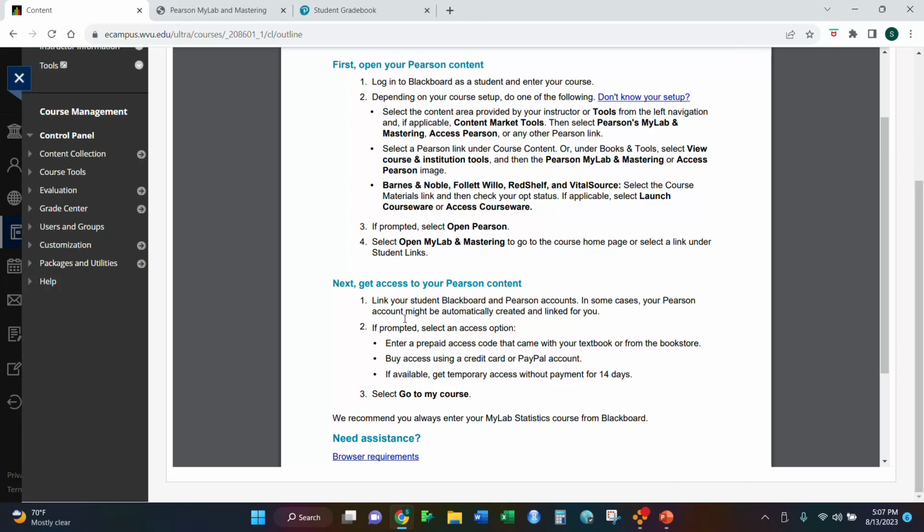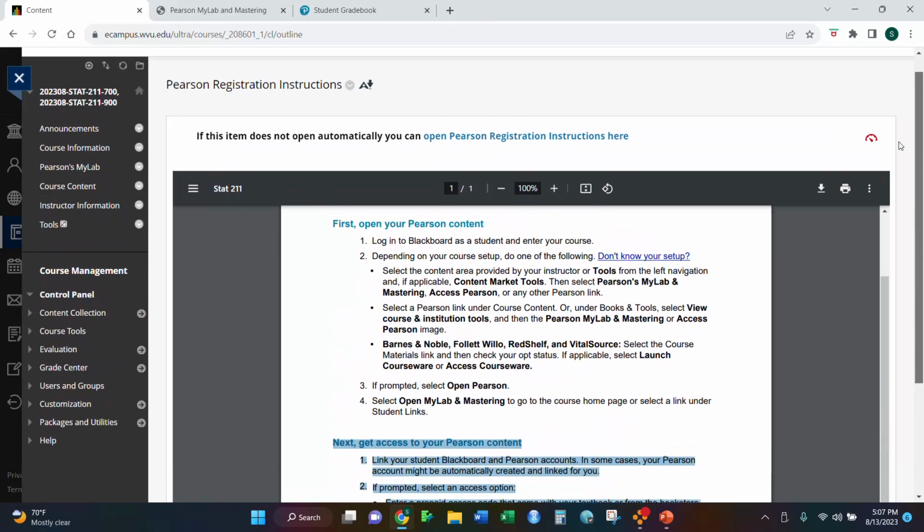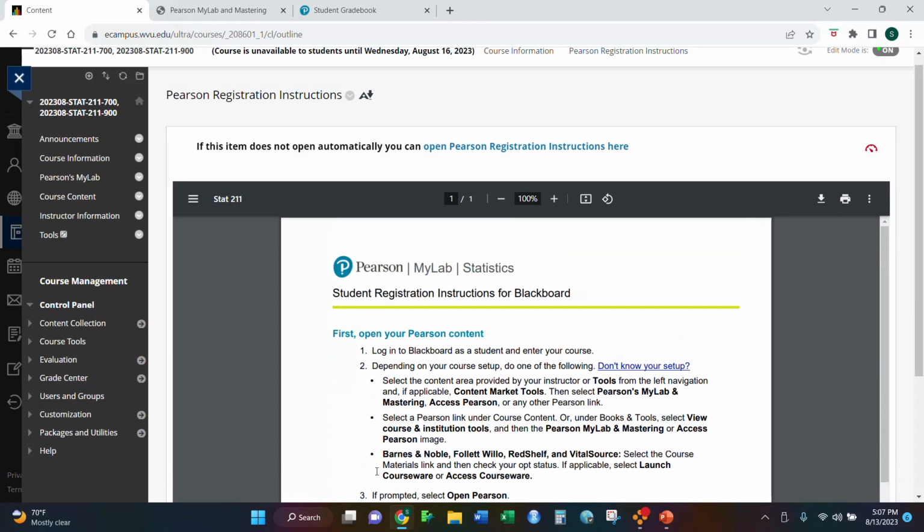So again, if you get stuck, the instructions are here. And if you get super stuck, send me an email. We can definitely walk through it. I've certainly walked people through it enough, and it takes about 10 minutes to do.